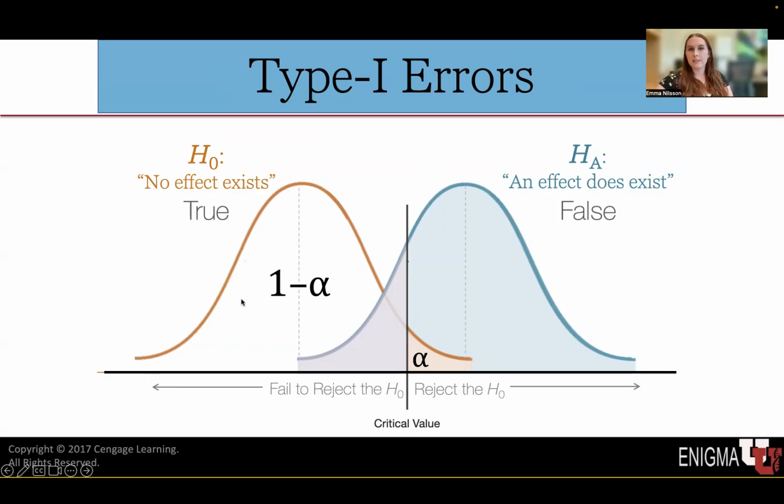So what you can see here, summarizing what we've learned about type 1 errors, when we fail to reject the null hypothesis and the null hypothesis is true, that's called the 1 minus alpha. That's the correct rejection. However, when the null hypothesis is true, but we reject it anyways, that is a false positive, a type 1 error, and that's represented here by alpha.